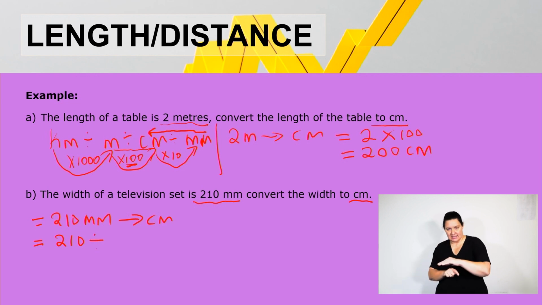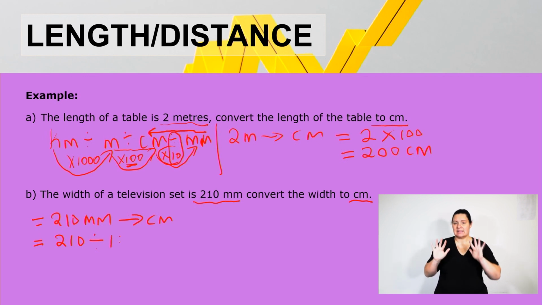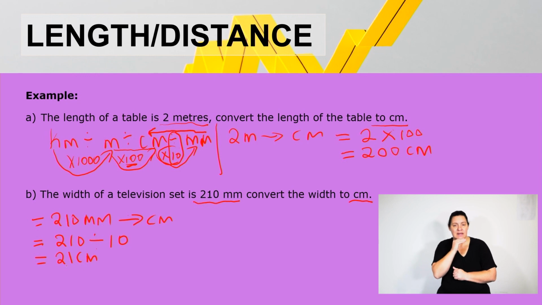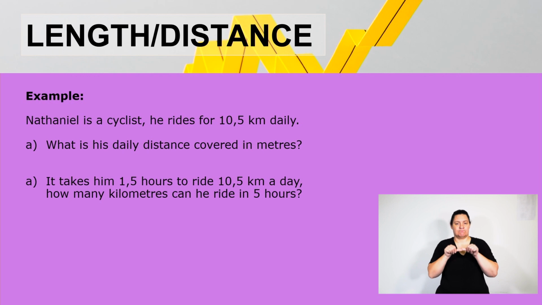So in other words, we're going to say 210 divide. Let's look at the value that we are going to divide with there. Because we are dividing, we'll then divide by 10. Please help me calculate this one there at home. We're going to say 210 divide by 10. I got my answer as 21 centimeters, which means if you convert 210 millimeter to centimeters, it will be equivalent to 21 centimeters.